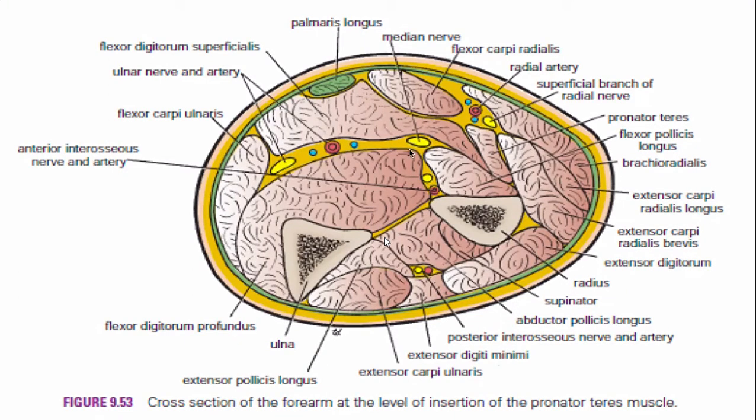So again, this is the cross-section of the forearm with the deep fascia covering the forearm, the interosseous membrane, and the intermuscular septa.